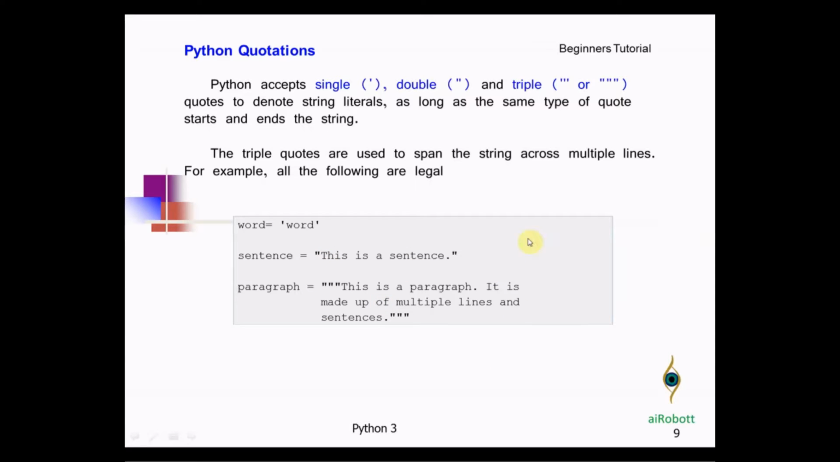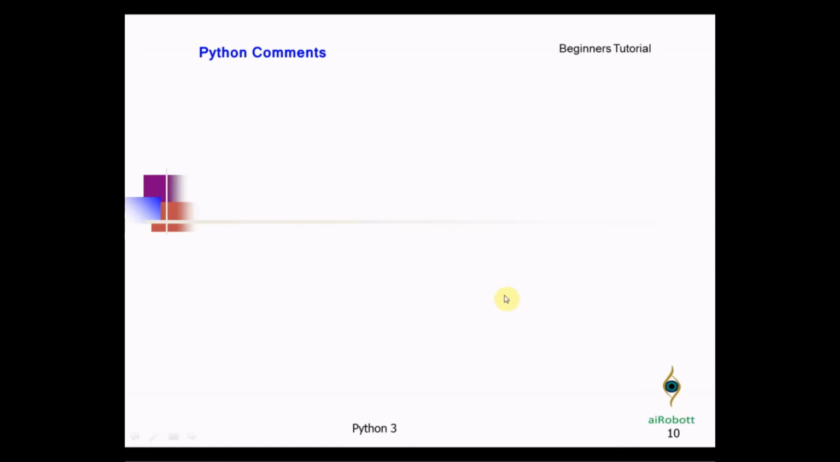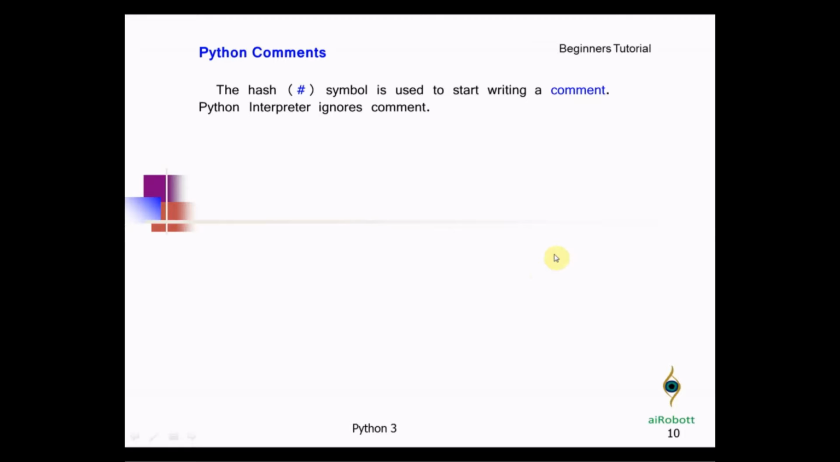See here, this is Python comments. In Python, if you want to write comments, you have to use the hash symbol at the beginning of that line. Then the Python interpreter ignores the comment.